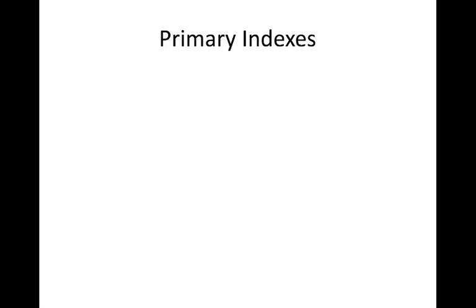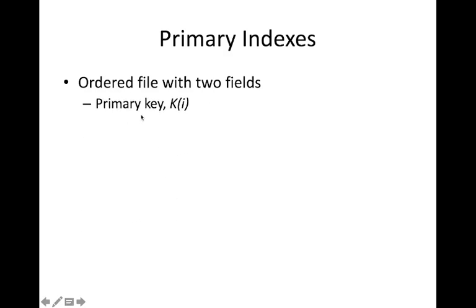Okay, primary indexes. It is an ordered file with two fields. So the primary index is a file, and in that file we have two fields. The first field will be a primary key, since primary indexing is used to keep the index of key values, the candidate keys. Any of the candidate keys can be used for primary indexes.